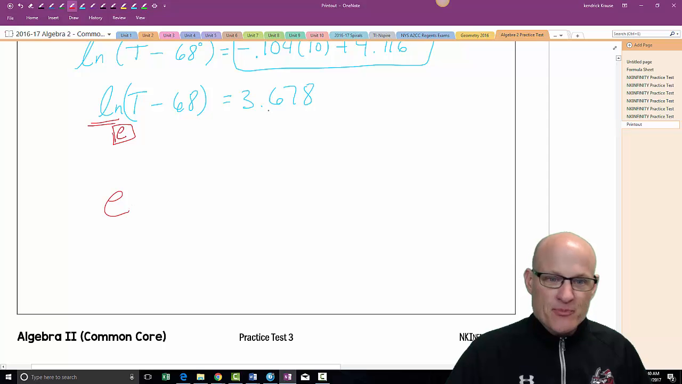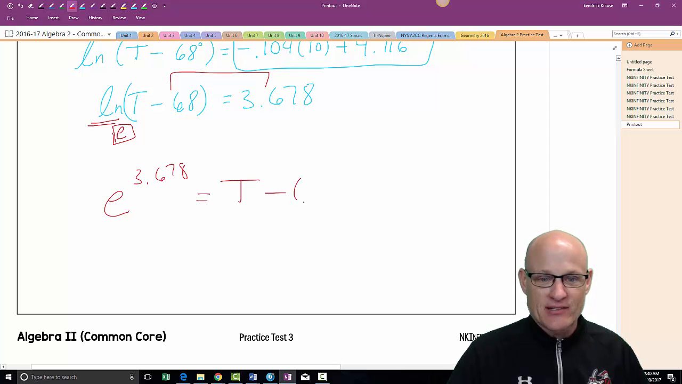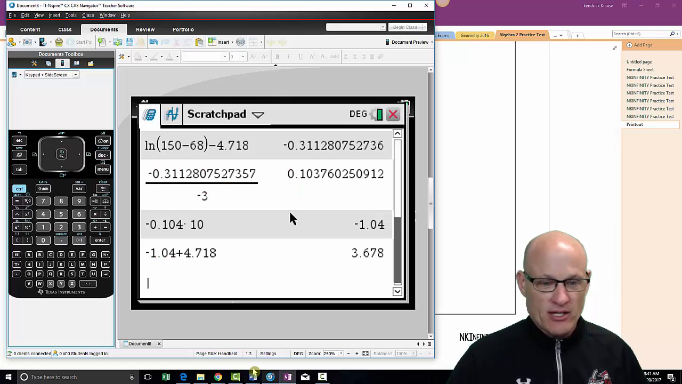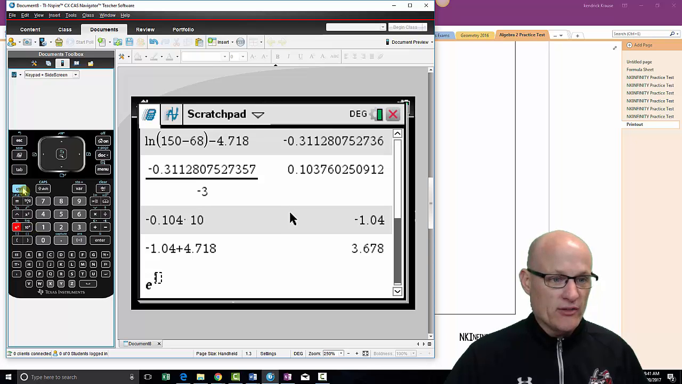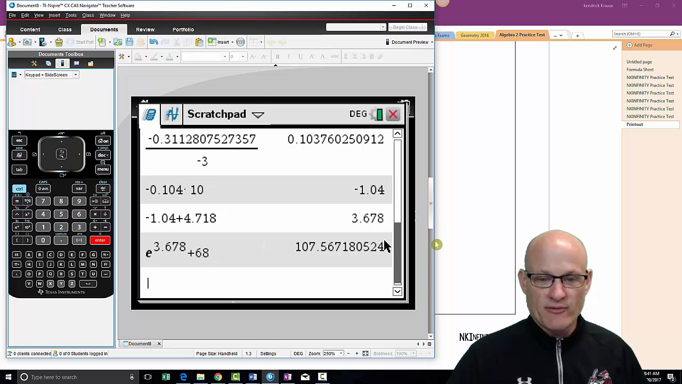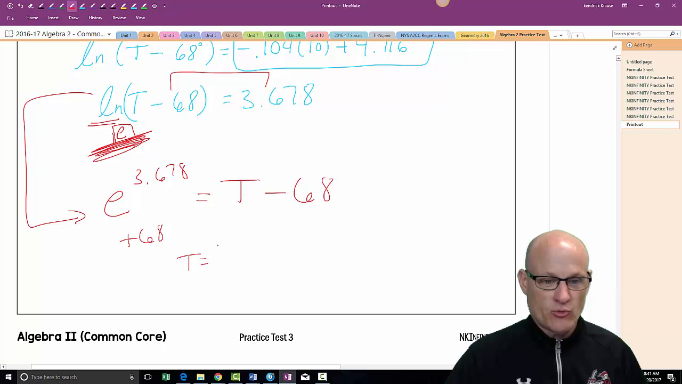We're going to do e. Now we're going to switch sides to the 3.678. We're going to do change of base: e to the 3.678 is equal to T minus 68. You changed a logarithm into an exponential function, and it's all about that base. So now I just have to add 68, and I'm done. So I come over here to my calculator, and I go e raised to the answer that I just came up with, and I'm going to add 68 degrees. And I get 107.56. So T equals 107.56.